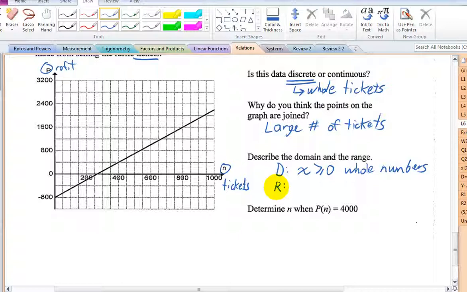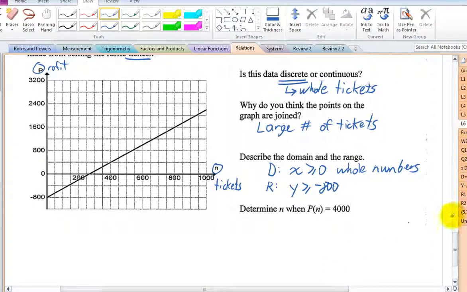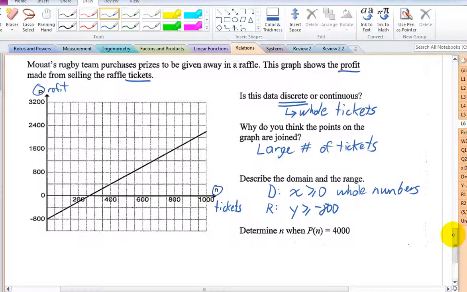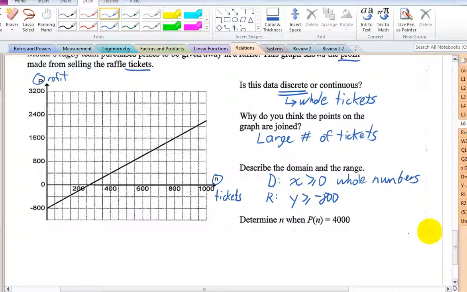That's a little bit different, right? I'm stipulating that we have discrete data by saying that it has to be whole numbers. What about the range? y has to be greater than or equal to -800. Now, what's the cost per ticket? We haven't covered that yet.